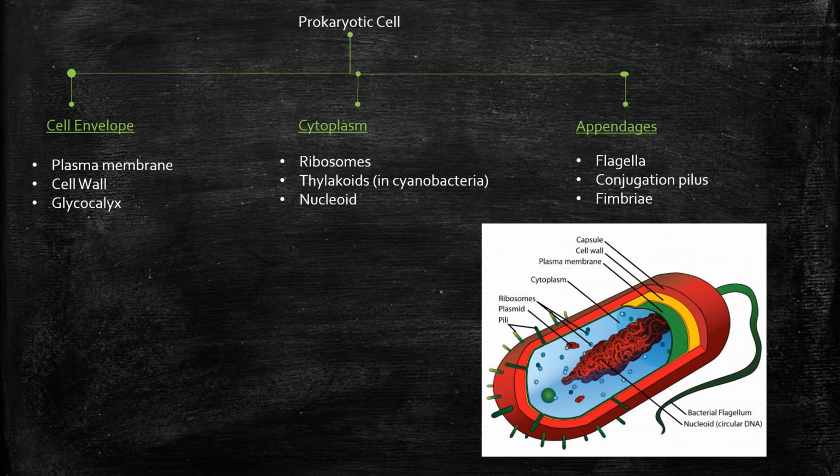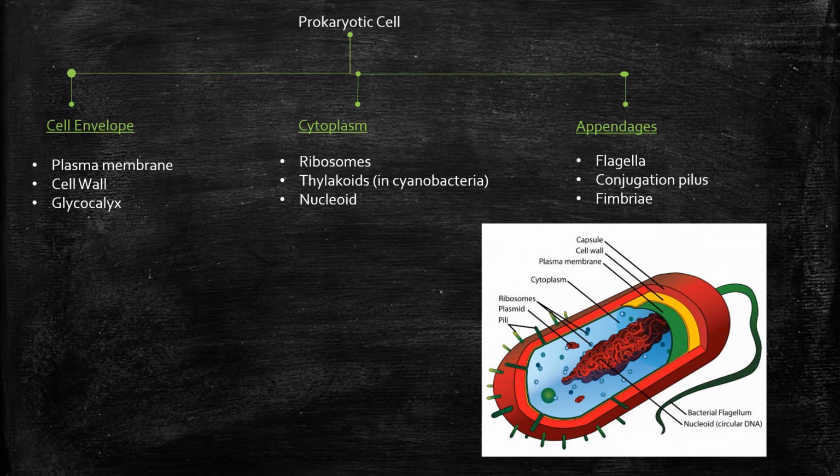And then some bacteria, or some prokaryotic cells, but not all, have an additional layer called a glycocalyx. Now, that glycocalyx can be very well organized, such as in a capsule, or it can be very loose, and then that's what we think of as a slime layer. So that's the cell envelope.